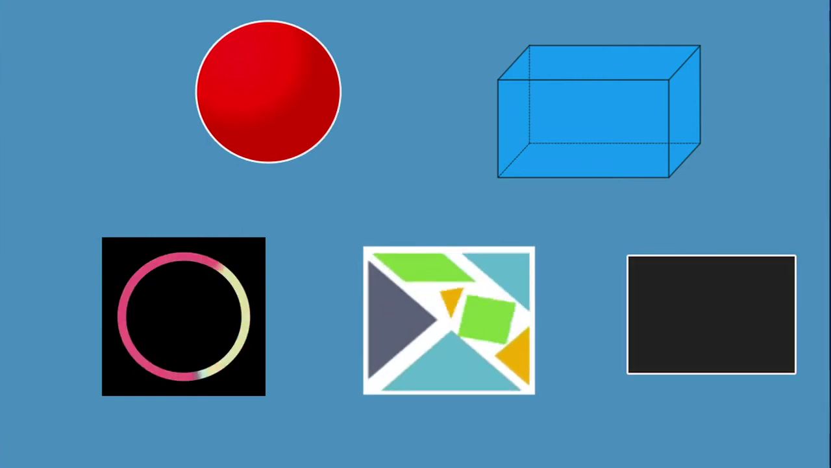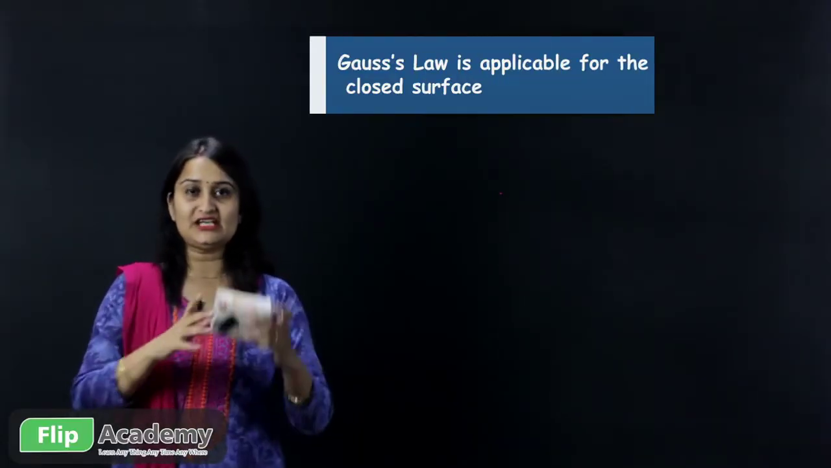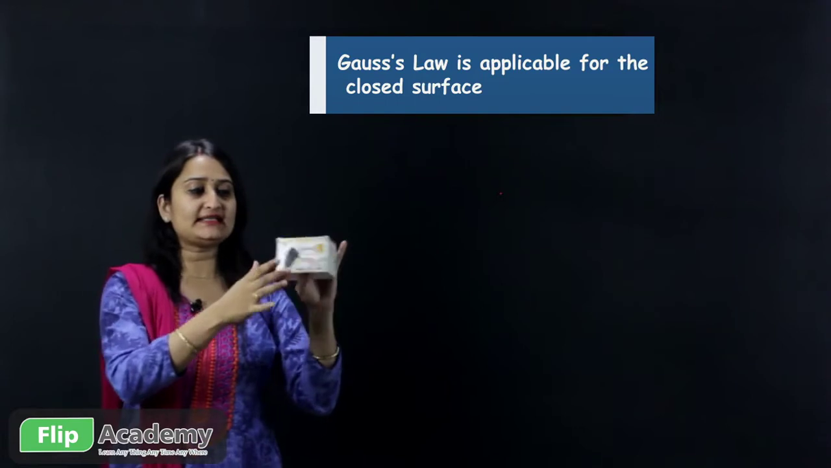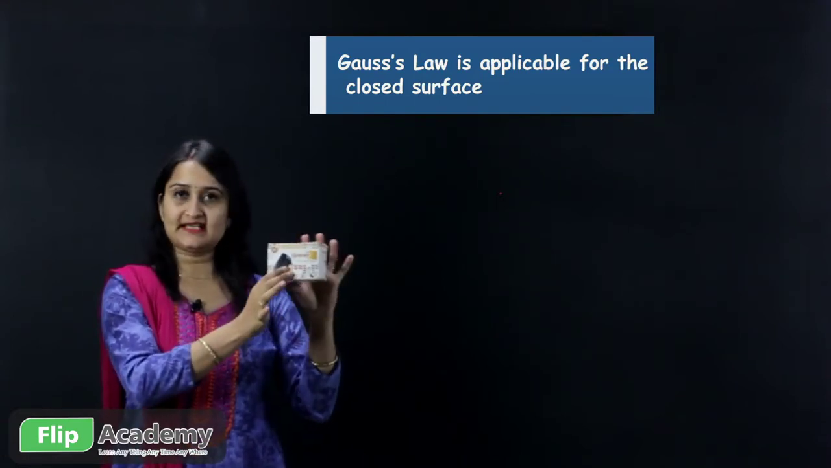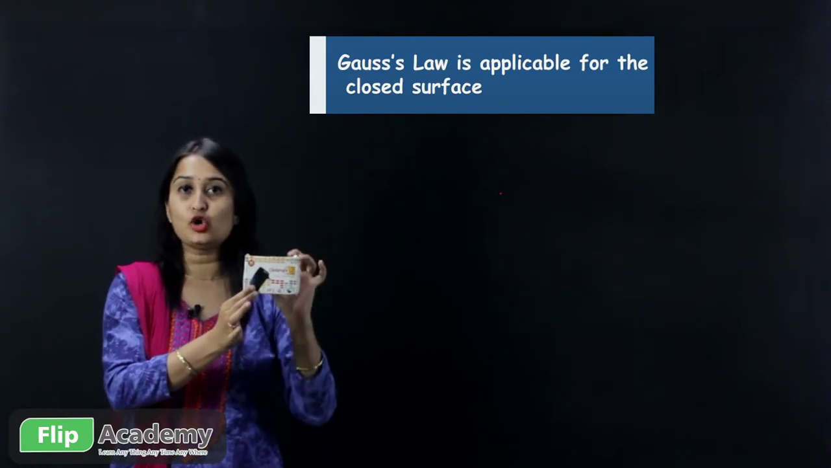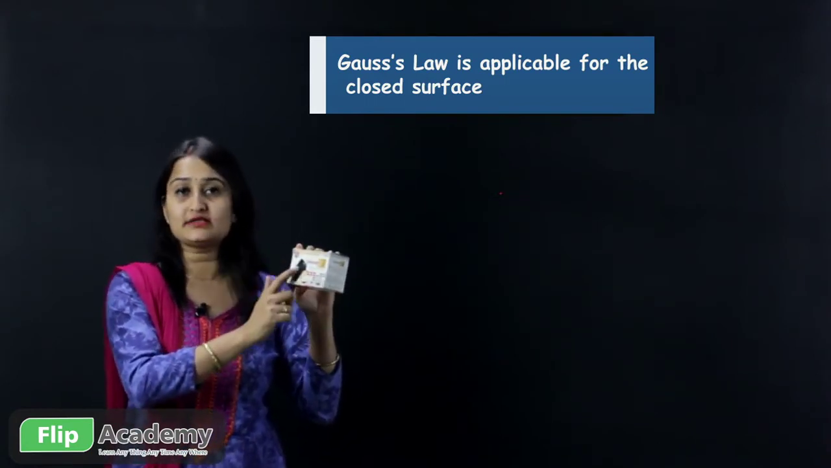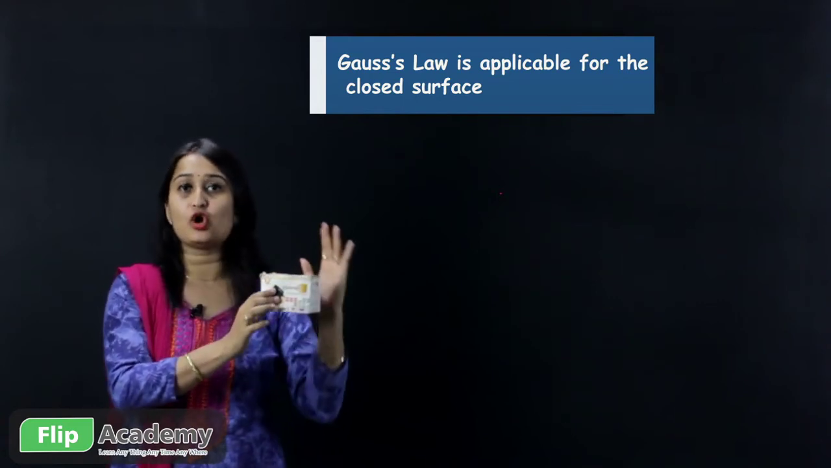Like for example, if I show you what is a closed surface, in this condition, this is the box. Okay, you can see this box. This box has a particular volume. So this box represents the closed surface. Now we are talking about the closed surface in the case of Gauss theorem.